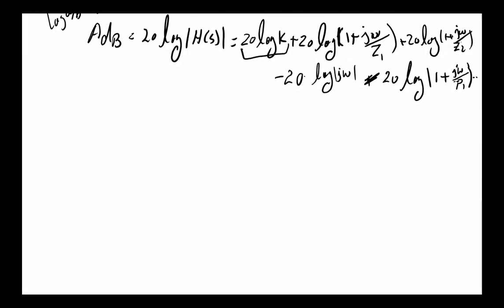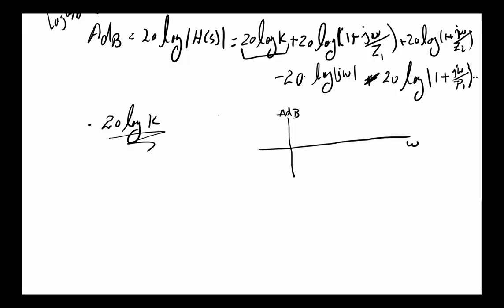So let's take a look at some of the common terms. What is 20 log of a constant? It's a number. So if you're plotting it, this is the omega axis, and this is the dB axis. Since 20 log of a constant is just going to be a constant, this is basically the graph for 20 log of a constant.